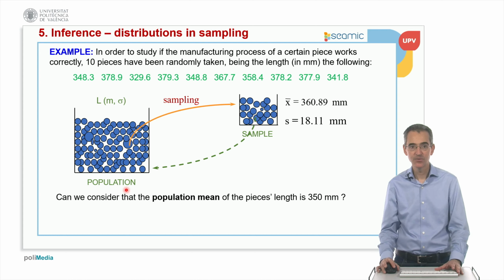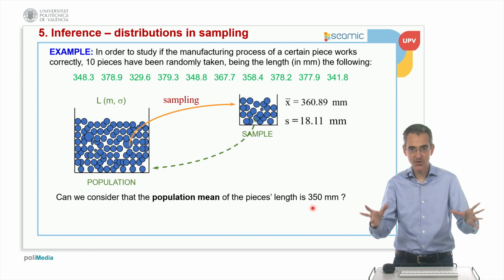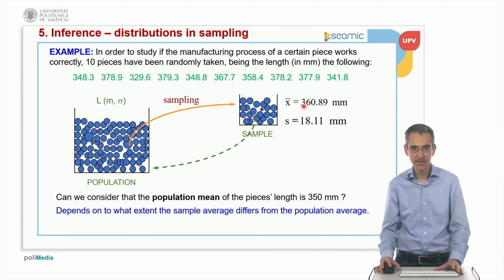For example, when we say that the population mean of the piece's length is 150, this could be the nominal value. Imagine that our process, in theory, should produce these items with a length of 350. We take a sample and the length is not exactly that, so we have a deviation. But obviously, we will never obtain a sample average of exactly 350. So is that difference enough to say that the population has changed its average?